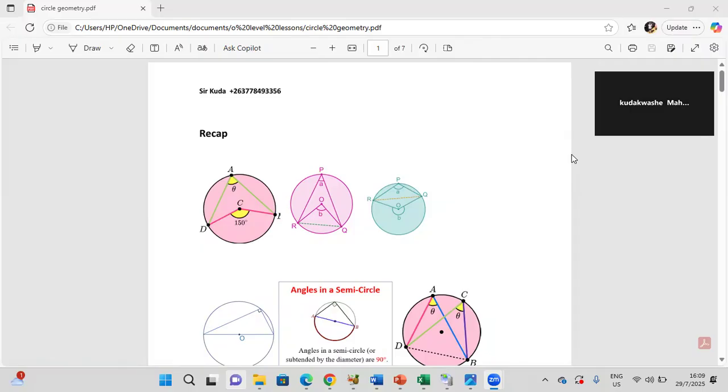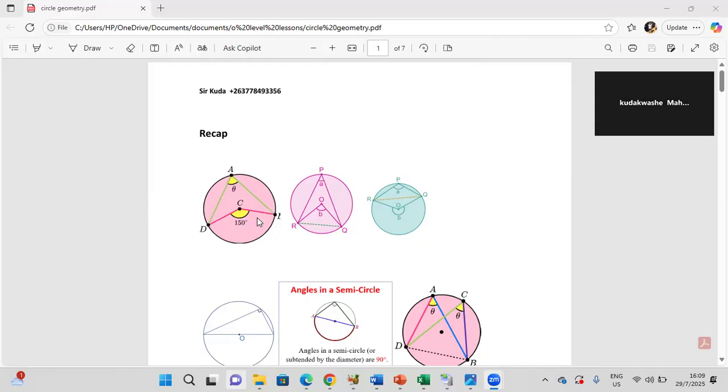So in today's session, we are going to continue from where we left in our last session. In the last session, I gave you some questions to attempt, but maybe there are others who did not manage to attend the last session. So we'll start with a quick recap of the angle theorems that we did look at yesterday. Of course, we have not yet looked at all of them. So we'll start with those that we looked at in the last session.